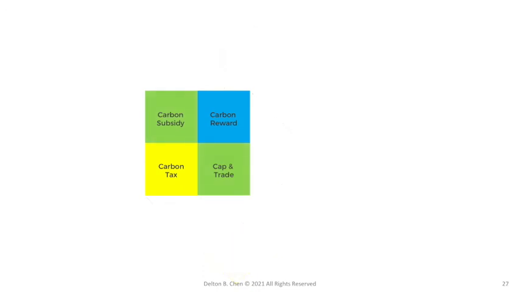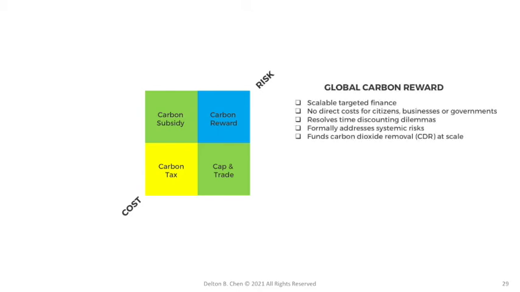The carbon reward is useful for managing risks because it provides a policy that can be implemented globally and supported by the world's central banks. It offers scalable targeted finance. There are no direct costs for citizens, businesses, or governments because the costs are monetized. It can resolve time discounting dilemmas because the risk cost of carbon is not time discounted. It can be used to formally address systemic risks, and it funds carbon dioxide removal at the scale needed to achieve the Paris Agreement.